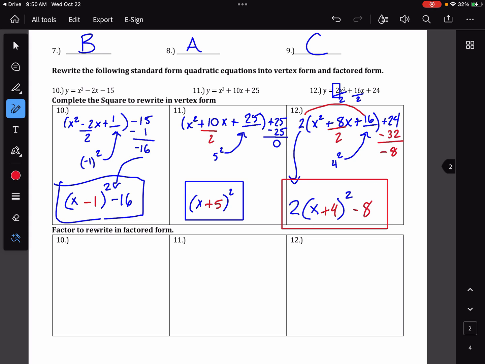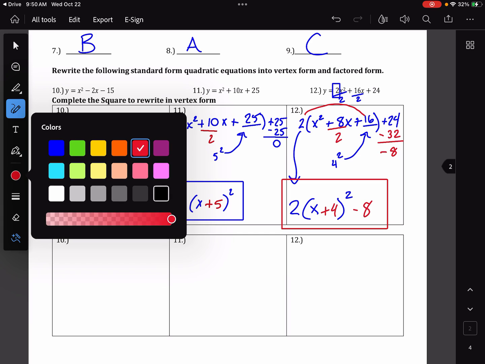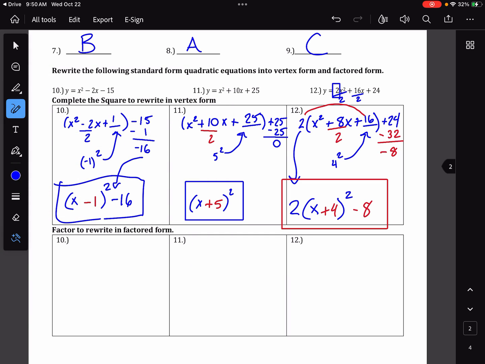So that's completing the square. To factor, we are going to look at the C term. In this case, our C term is negative 15 for number 10. And we ask ourselves what times what gives us negative 15, but adds together and gives us the B term, which is negative 2. So it's a bit of a puzzle, but negative 5 and positive 3 multiply to give negative 15, and add to give negative 2. So I can now write my factored form of x minus 5, x plus 3. And that's done.